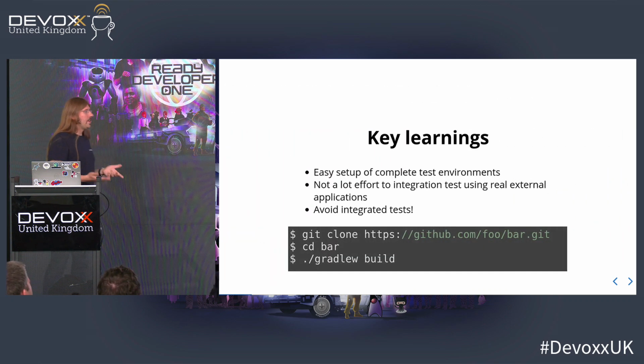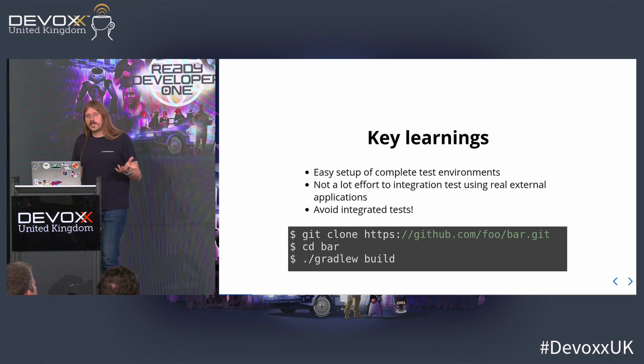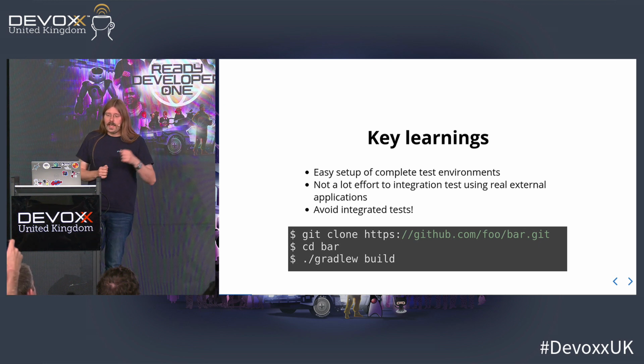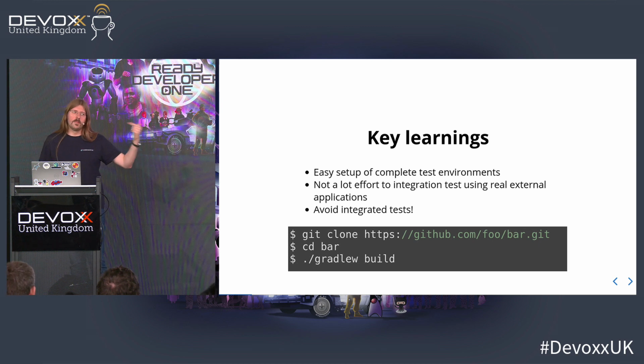So the key learning I want to provide to you as part of this talk is that nowadays, with the tooling available, it's quite easy to set up complete test and development environments that are described as part of our project repository. If we are able to do this, then there is not that much effort needed anymore to write integration tests against real external dependencies. And therefore, we also want to avoid integrated tests. A little bit later, I will talk about what integrated tests are.